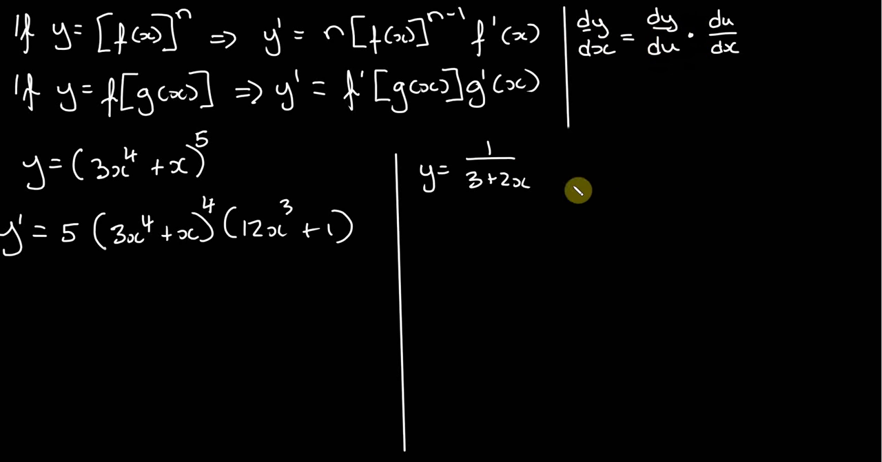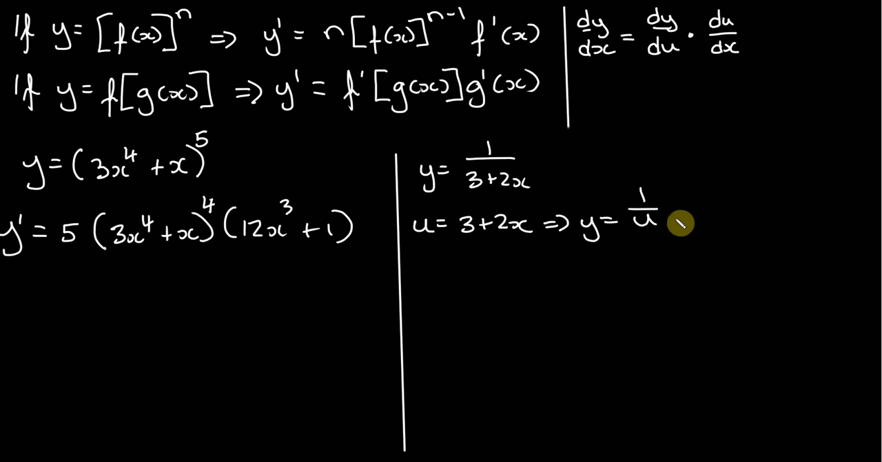You won't need to write all of this out, but I'll write everything out to make it explicit. You want to set some variable equal to your function, so 3 plus 2x here. We'll use u because we used it up here. Let u equal 3 plus 2x. It follows that y equals 1 over u, which is just a very basic substitution.